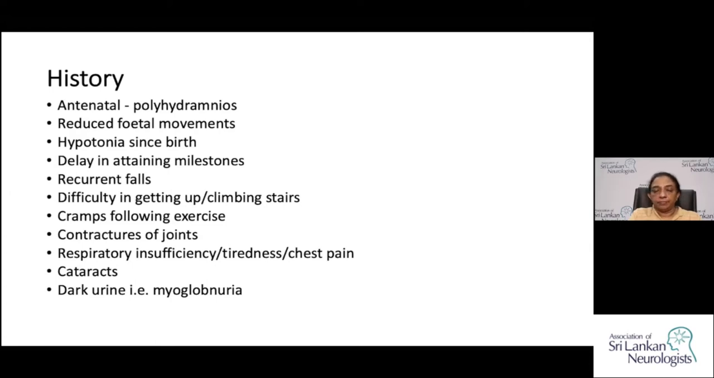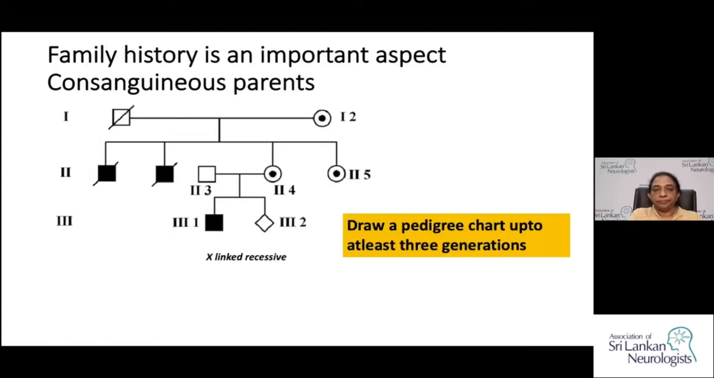Sometimes they may just come with cataracts, and subsequently in the examination, you may find that this child is a myotonic, or the patient is a myotonic dystrophic patient. And also rarely, with severe exercise, excessive exertion, they may have dark urine, which may be myoglobinuria due to this disruption of the muscle fibers.